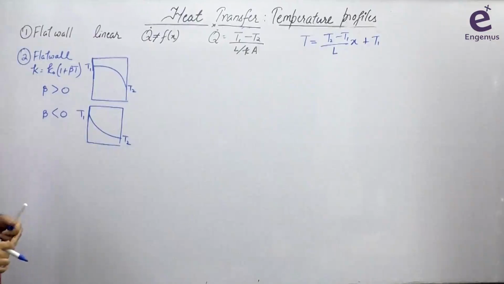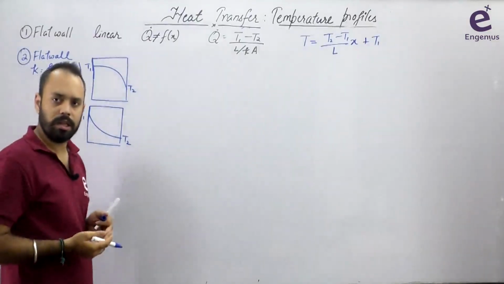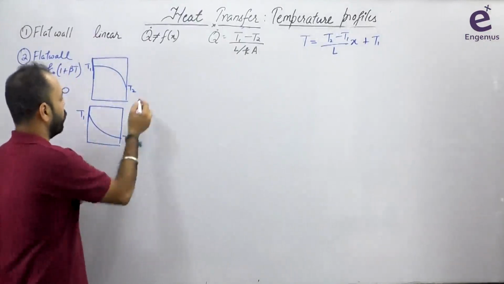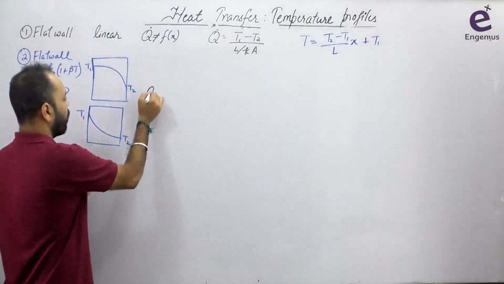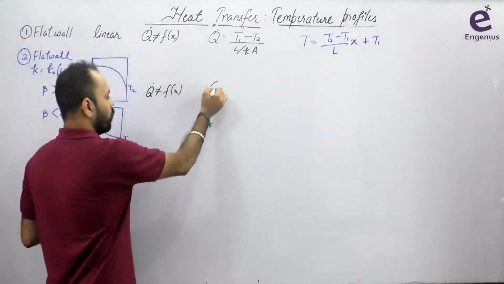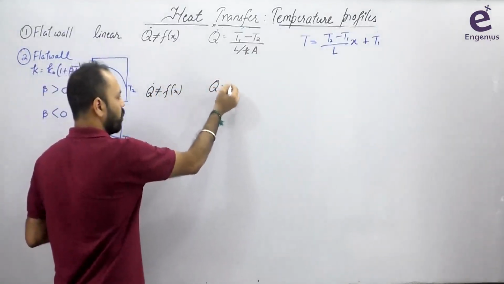Was Q a function of x? Q at various positions अलग-अलग था क्या? नहीं. We found the equation ना. Q was not a function of x. Fine. So Q was not a function of x. What was the expression for Q? Q is equal to K.